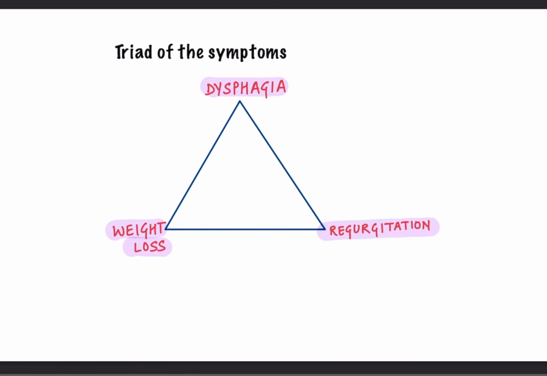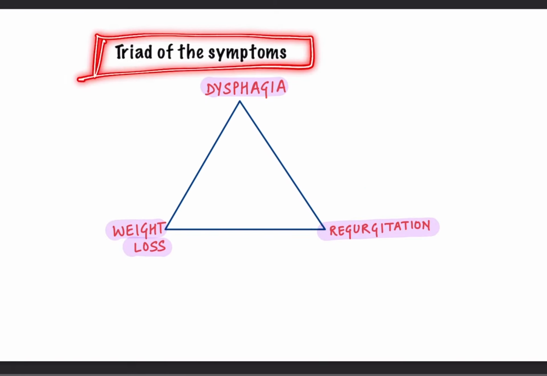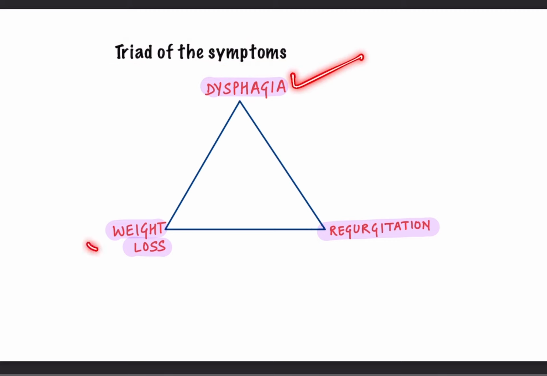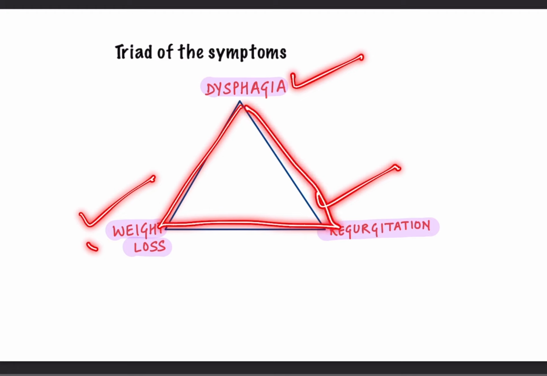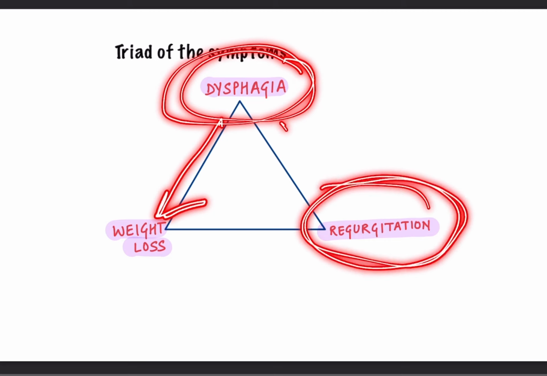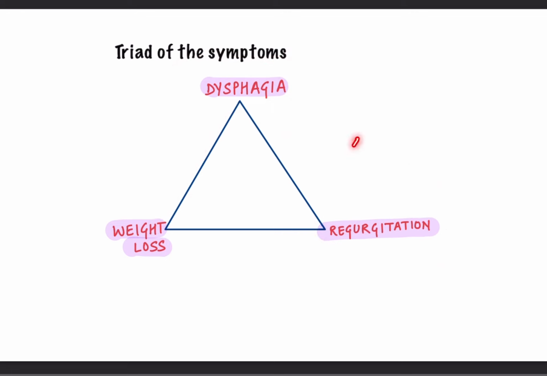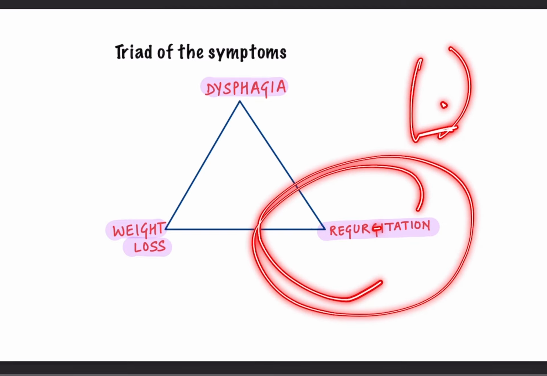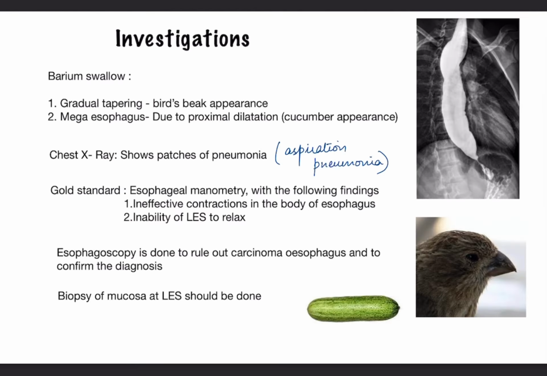Now very important is this triad of symptoms, which you have to remember: dysphagia, weight loss, and regurgitation. All these 3 things go hand in hand, because if there is dysphagia, the person will not eat, he'll be having weight loss, and whatever he's eating is not going down through the sphincter, so it is being collected in the esophagus. It can cause regurgitation.